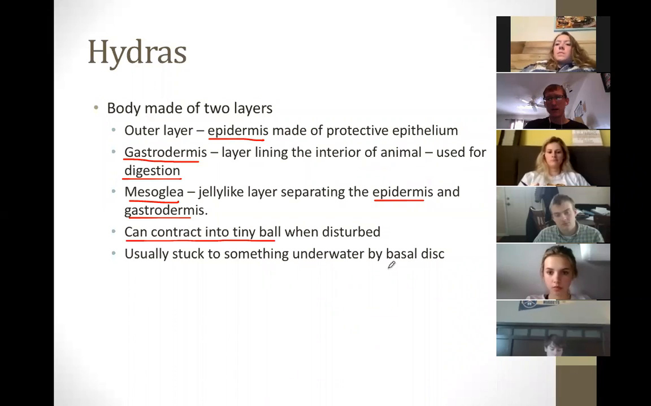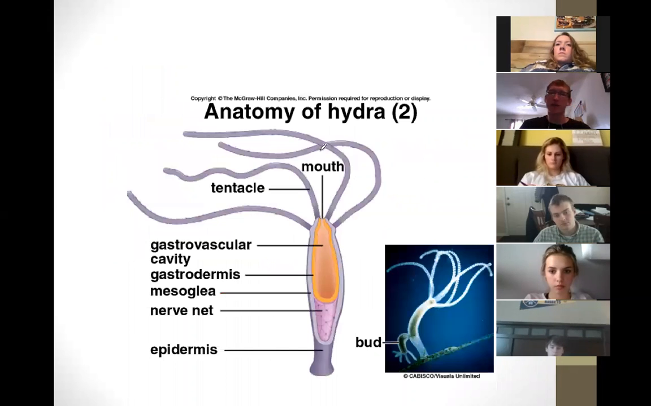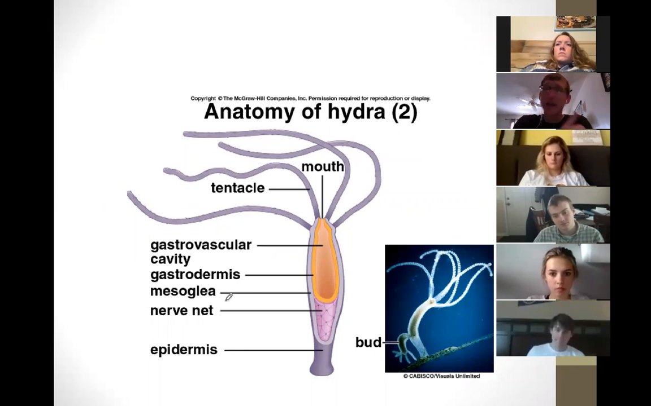So they do have a basal disc, which just means a bottom disc, that anchors them to whatever they're going to be stuck to, twigs, rocks, things like that. So not terribly exciting. Let me show you a diagram. This is a diagram you can get from the post from today, the folder that I showed you two days ago. I don't care where you get it from. Don't let it cause you a lot of anxiety.